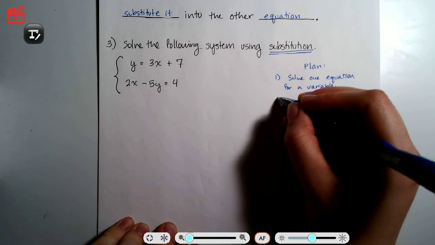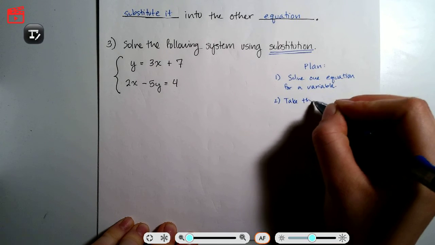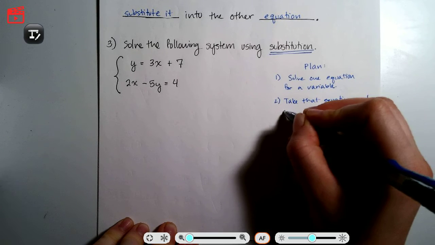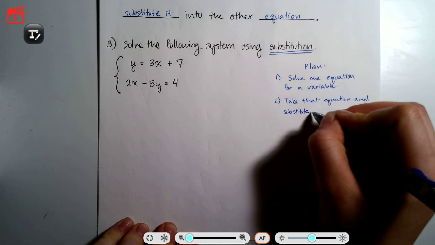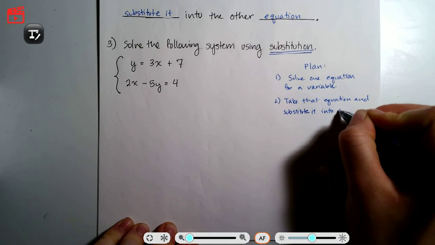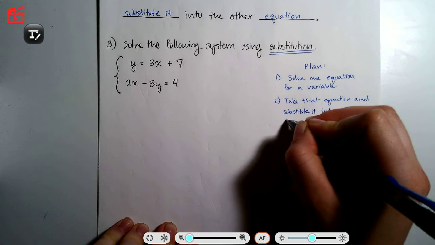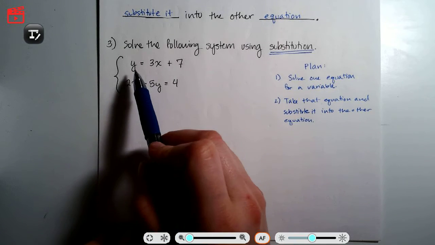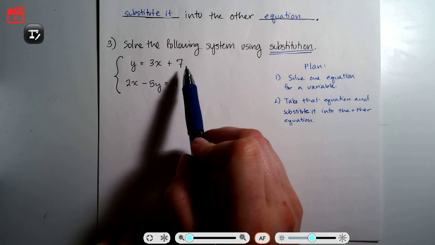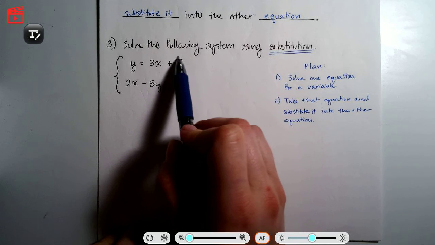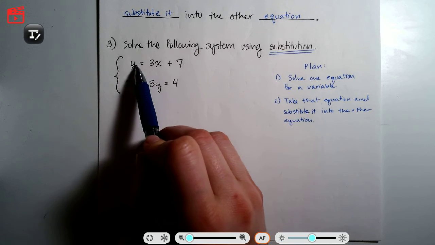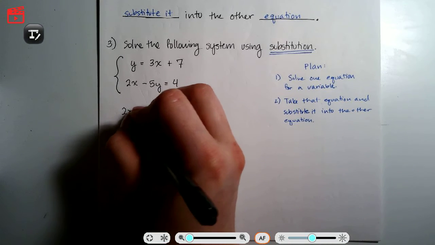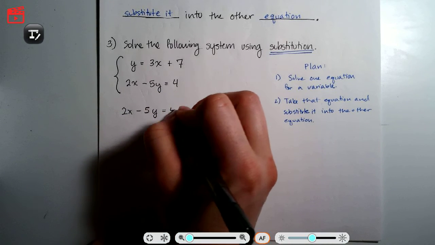So step two, take that equation and substitute it into the other equation. What is that going to look like? Well, notice, this is saying y equals 3x plus 7. This is also saying that 3x plus 7 is the same thing as y. So when I look at my other equation and rewrite it, 2x minus 5y equals 4.